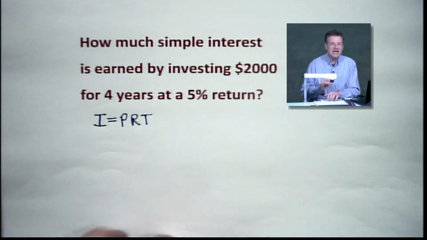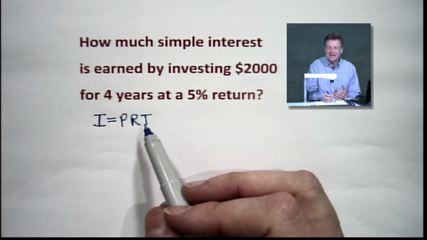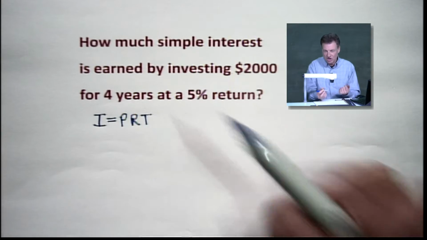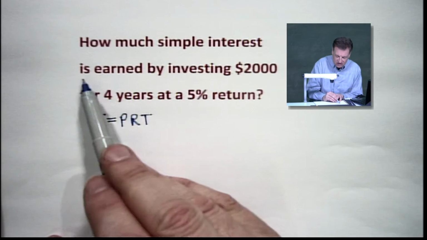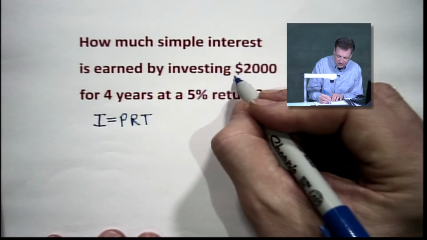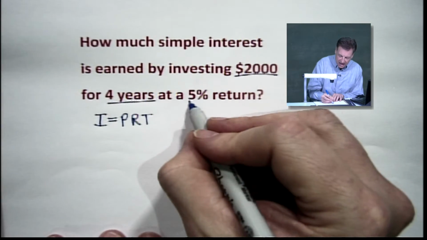I equals PRT. It stands for principal, rate, and time, all right? And by the way, that time is going to be in years, the number of years. So for example, this problem says: how much simple interest is earned by investing $2,000, that's an important number, for 4 years, another important number, at 5%.